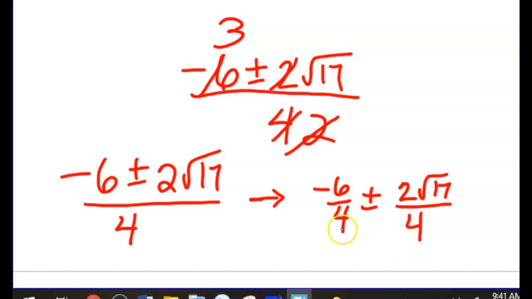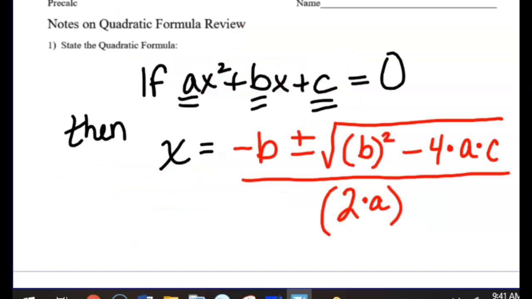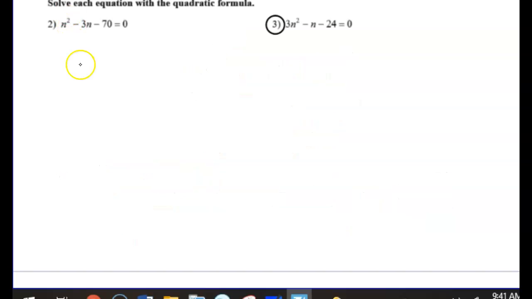So this would reduce to -3/2 and this would reduce to 1/2, because there's no longer this plus or minus gluing things together up here. It's into 2 fractions. All right, now that I've gotten off on a sidetrack, let's do one quadratic formula first, and then we'll talk about discriminant. I'm going to jump around.